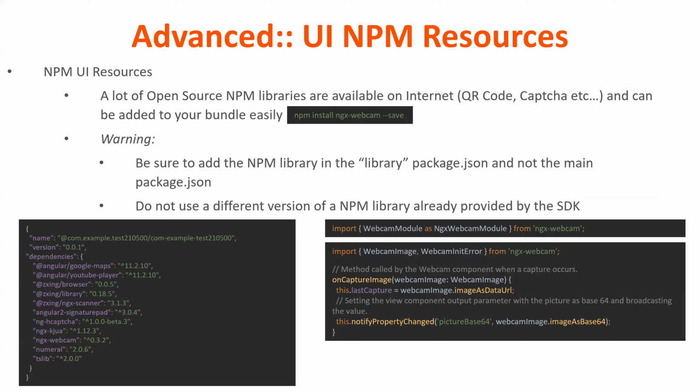Then we have NPM resources. Like I said, these are third-party NPM libraries, the webcam, for example. Here you can see Google Maps and YouTube Player. The way you can use a third-party library is you just go to the folder, and the same way you would do with a regular Angular application, you type npm install and the name of the library. It's going to be added to the list of dependencies, and then you can use that in your code. There is nothing really specific to do.